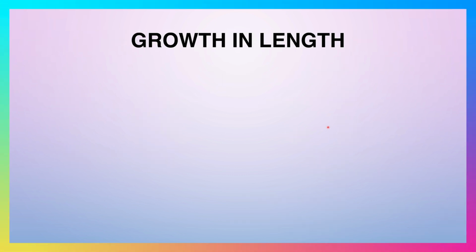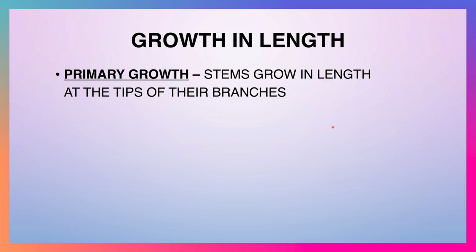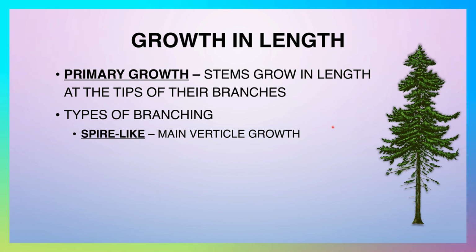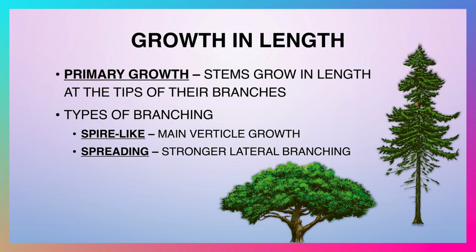And then lastly, the bud scale scar is here on this stem. So how do the stems grow in length? Primary growth is when the stem grows in length from the tips of its branches. There are different kinds of branching that can occur. One is called spiral-like, which is when the principal growth is primary growth, that is straight up and down like this tree here. And then there's a spreading growth where the lateral branching is more significant than the vertical branching, and this is an example of spreading branching.